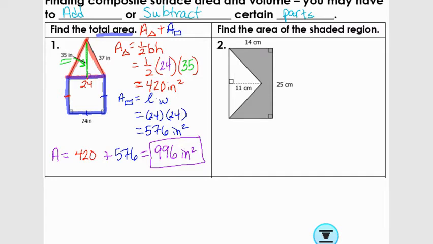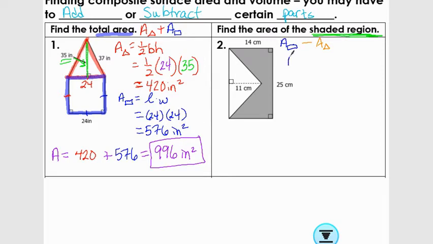So my plan to get just the shaded region, what I'm going to do this time is take the area of the rectangle and subtract the area of the triangle. It's going to be area of the rectangle minus area of the triangle. That's my strategy to get the area of the shaded region, just the shaded part. Okay, so let's give that a try.